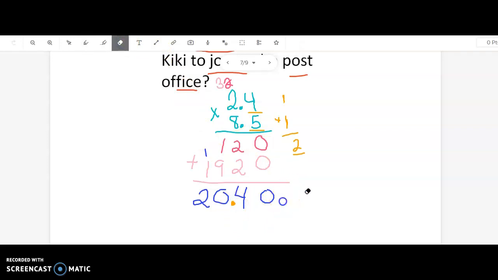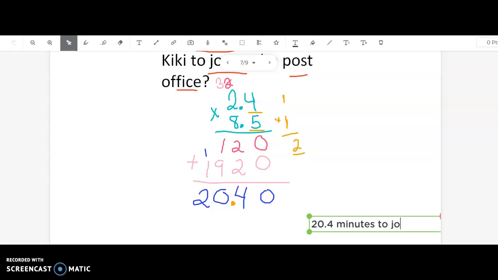I'm going to clear away this decimal point, and now I can answer my question. I can say it took Kiki 20.4 minutes to jog to the post office. There we go, 20.4.